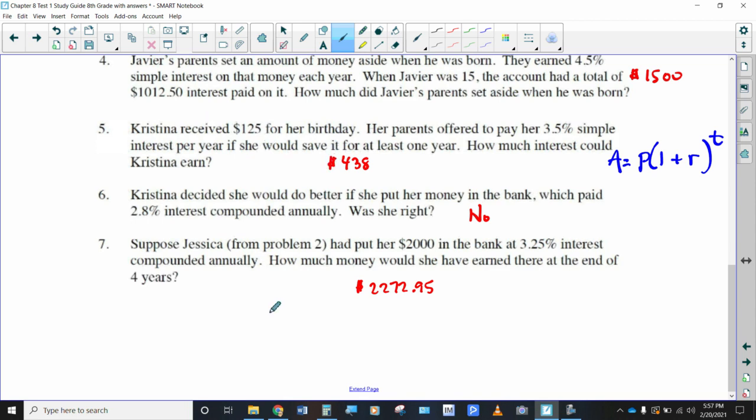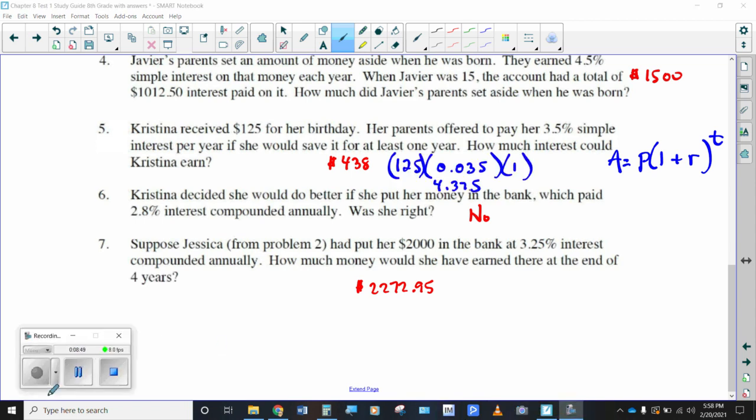Hold on for a second. Hold on, I need to pause this. This seems weird. Aha, I'm so glad I looked at problem number 5, because guess who forgot to put a decimal point in here? When you take 125 at 3.5%, that would be 4.375, which of course we would round up to 4.38. For 1 year, there's supposed to be a decimal in there. It's supposed to be $4.38. All right, glad I saw that and fixed that.